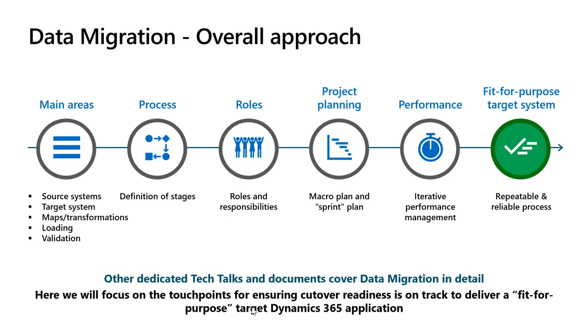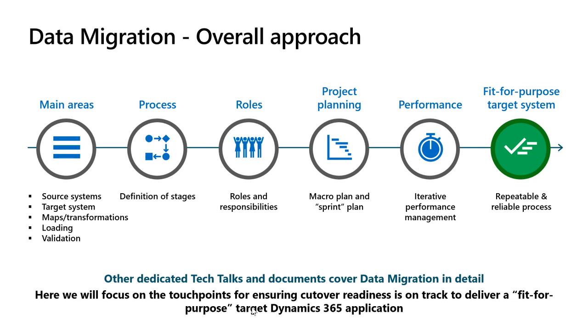So we're going to break it down and go into a little bit more detail on the topics there: the source systems, target system, mapping and transformation, data loading, and the validation. And across those, we're going to talk briefly about the process, the roles and responsibilities, and the planning that is required from a data migration perspective, both at a macro level and then at a sprint level, or if you're in a waterfall, at a phase level.